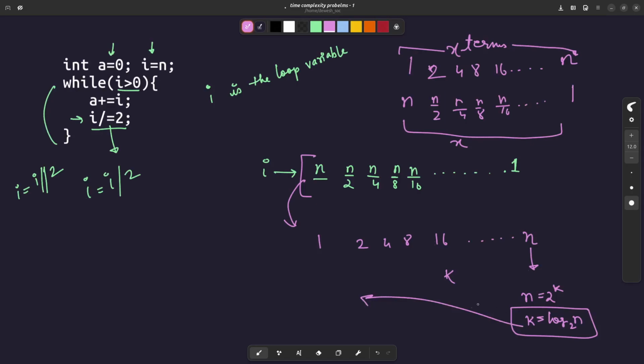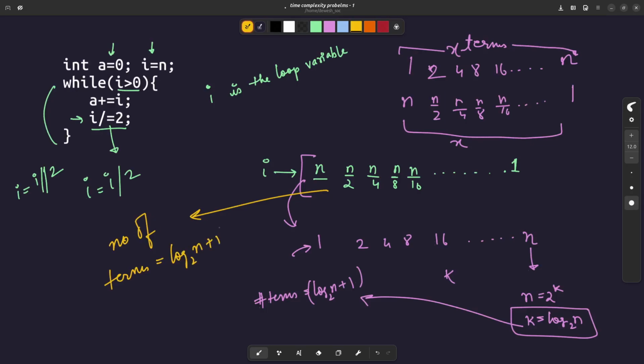And k is the number of steps. If you have the number of steps, the number of terms is just log base 2 of n plus 1. Okay, this is the number of terms. So in this series, the number of terms is log base 2 of n plus 1. So clearly in this series, the number of terms is the same, log base 2 of n plus 1.